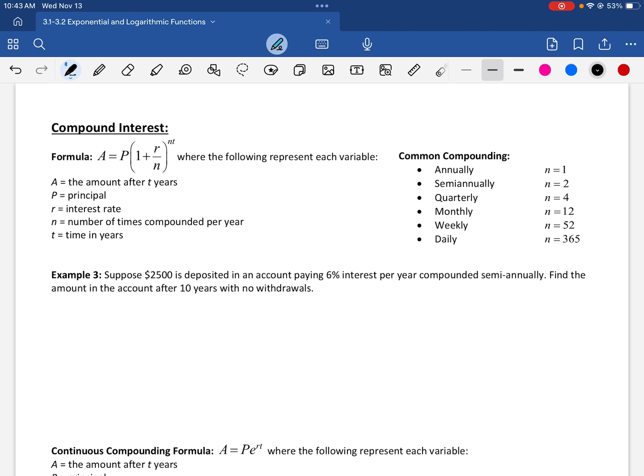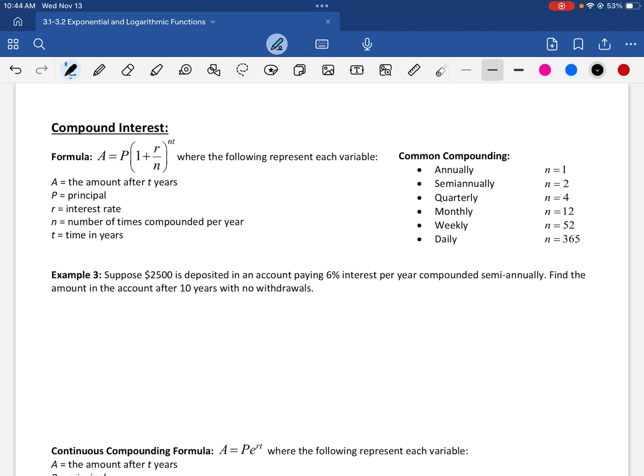All right, the next little bit is going to be focused on exponential word problems, starting out with compound interest and continuous interest. So here, the compound interest formula, you can see A equals P times (1 plus r over n) to the nt. It shows you what each variable stands for, and it also gives you possible values for n. These are words you would see in the problem that would tell you how many times it is compounded within a year, and that would be the number you want to use for your n value.